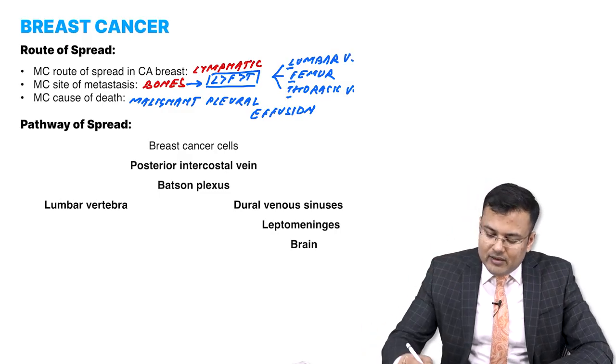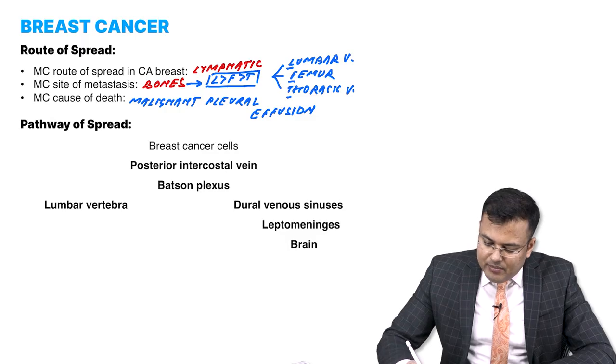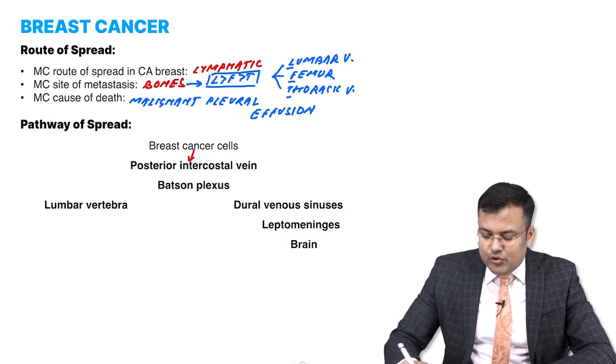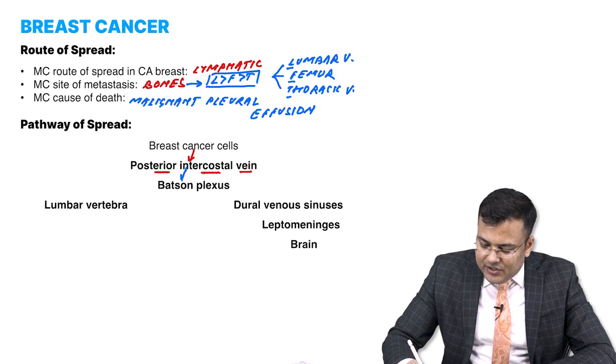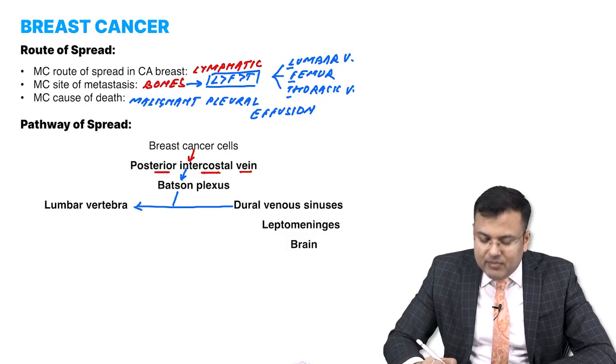So see the pathway. In this image, you can notice breast cancer cells. It is going to invade the posterior intercostal vein. This question was asked in NEET PG. After that, there is invasion of the Batson plexus. Via Batson plexus, there can be involvement of the lumbar vertebra.